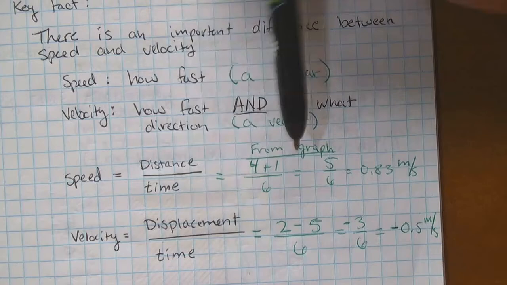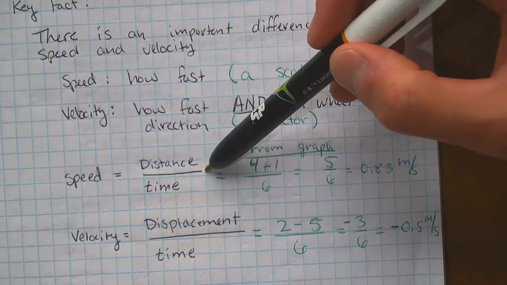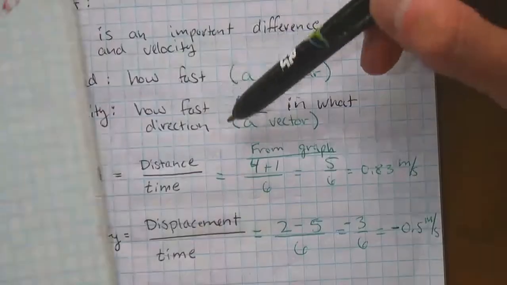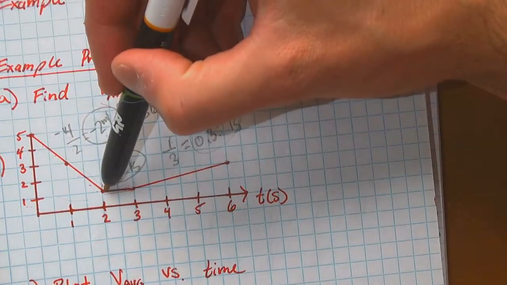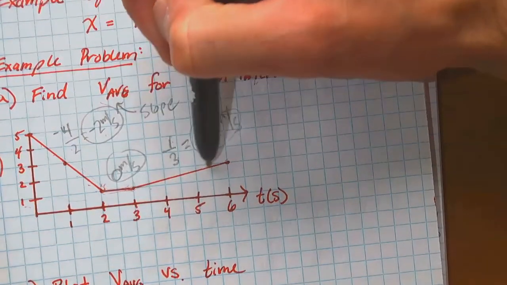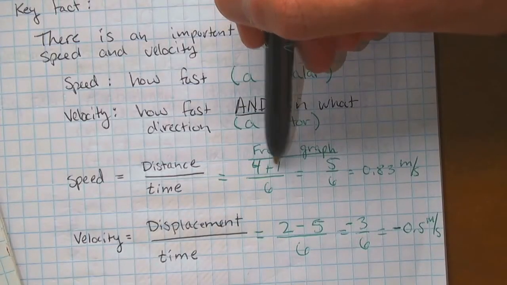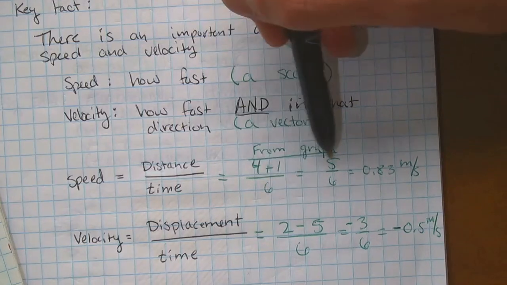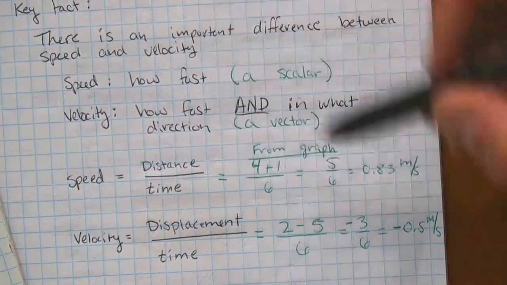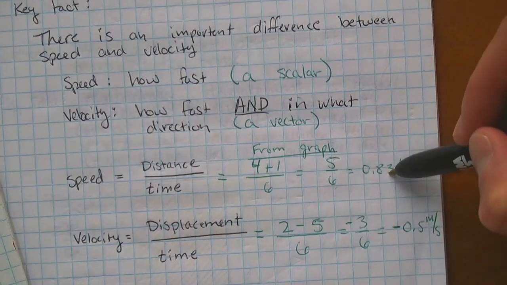The difference here being, if we were to go back to our graph, this graph here, the distance that the object traveled, it traveled 4 meters because it went from 5 to 1, so it's a distance of 4 meters, and then it traveled 1 meter back the other way. So that would be a total distance of 5 meters because 4 in one direction plus 1 in the other. The total thing took 6 seconds. So its speed would be 5 divided by 6 or 0.83 meters per second.